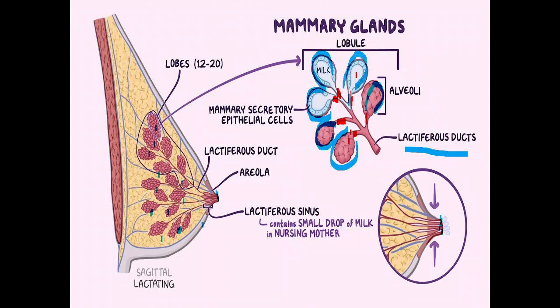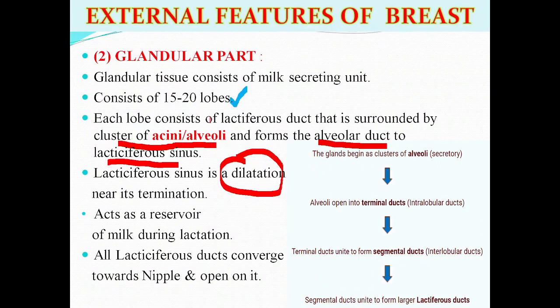So finally, all the alveolar ducts have come over here. Try to see here. These are all our alveolar ducts, from every lobe. At the termination, they are going to have a dilation. So here we have to put a dilation. What is this dilation called? Lacticiferous sinus. And this lacticiferous sinus acts as a reservoir of milk during lactation.